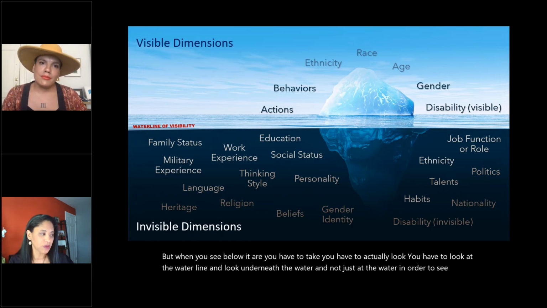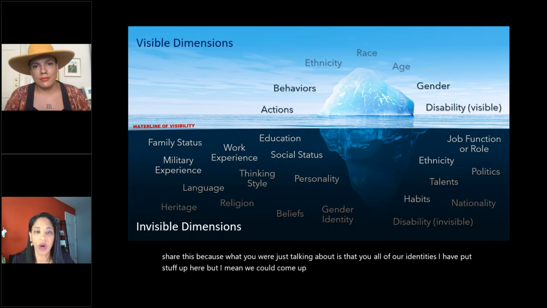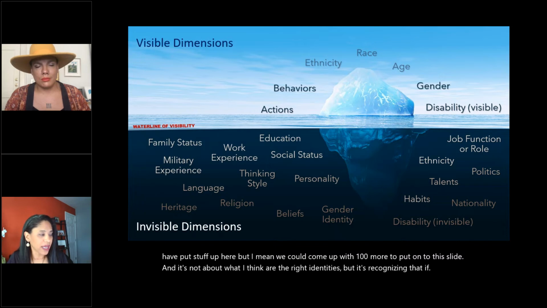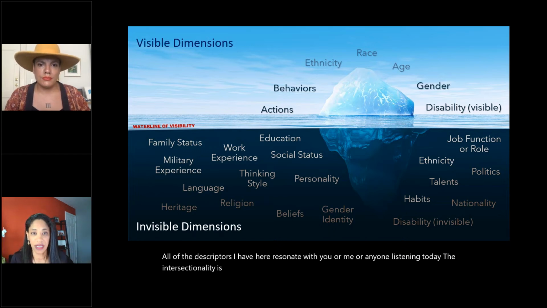And I share this because what you were just talking about is that all of our identities. I have put stuff up here, but we could come up with 100 more to put onto this slide. And it's not about what I think are the right identities, but it's recognizing that if all of the descriptors I have here resonate with you or me or anyone listening today, the intersectionality is what you see here. It is all of these things inside of a person's identity.